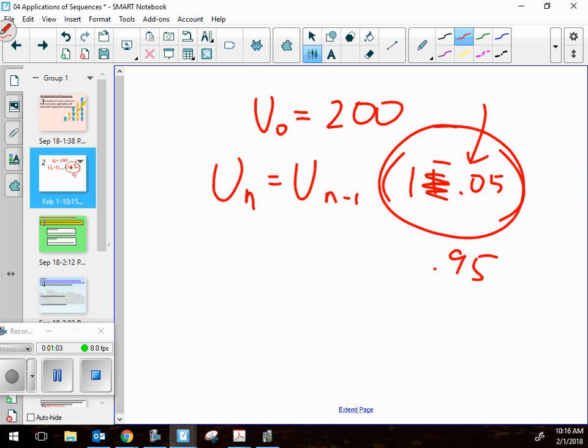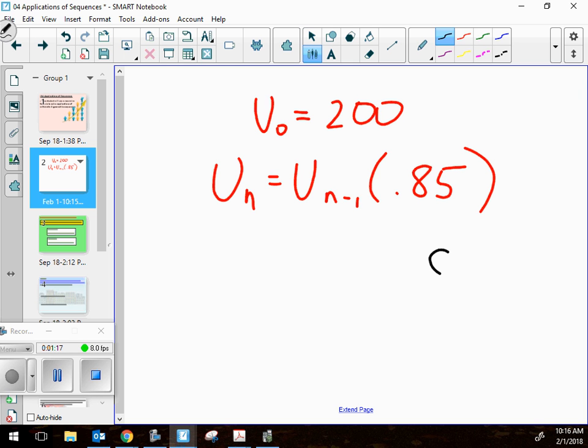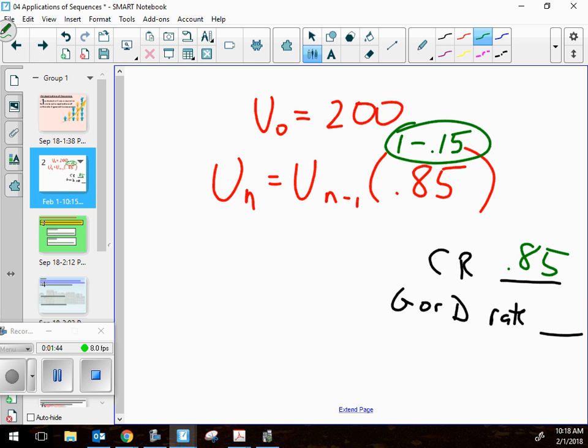Okay, let's just see if you really caught that. You should be able to tell me what all this means. U sub n minus 1, and then 0.85. I'm making your life kind of difficult by doing it this way. I want to know what is the common ratio and what is the growth or decay rate. I'm going to pause for a second while you think about what you learned yesterday. Common ratio is 0.85. I think it's smarter to write it like this, 1 minus 0.15. But the common ratio is 0.85. If you had written this, I would have accepted it for the common ratio.